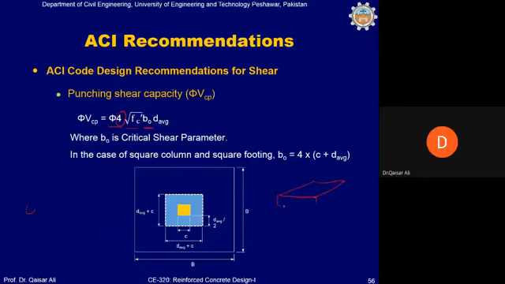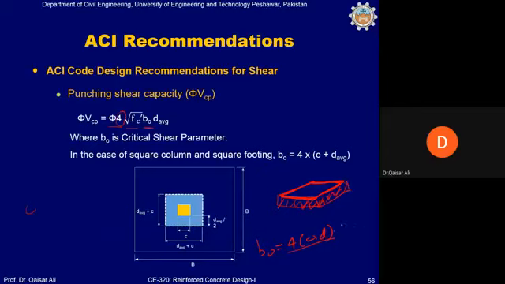This is the punching shear area, with 4 sides of this. So this will be b naught d. This is b naught, this, and this. The summation of this is b naught. So b naught will be equal to 4 into (c plus d). This is b naught, and this multiplied by thickness will give us the punching shear area.